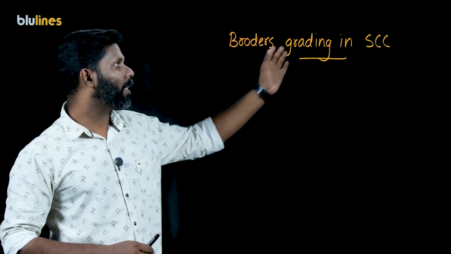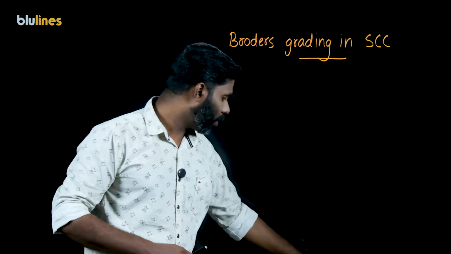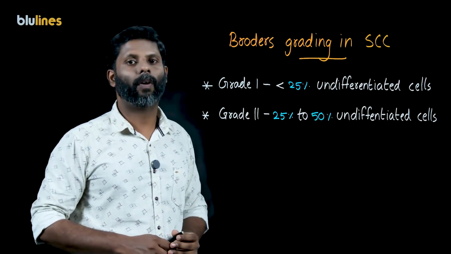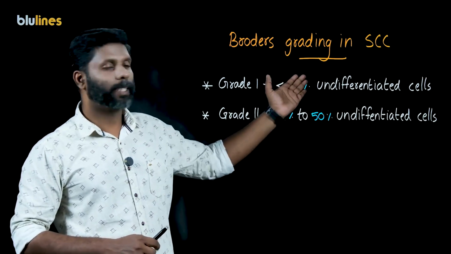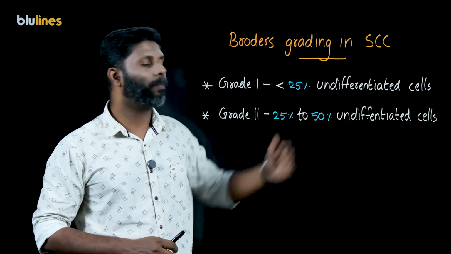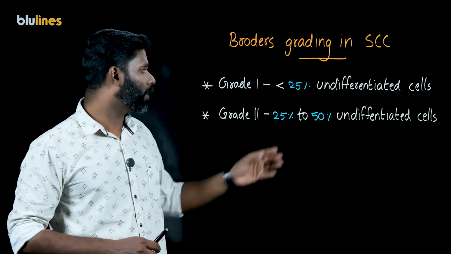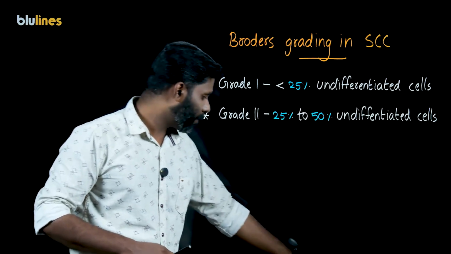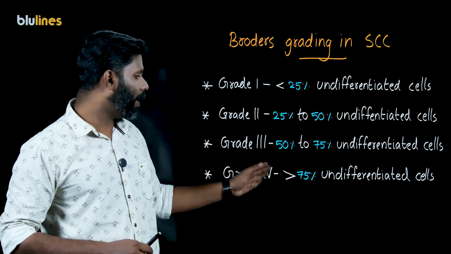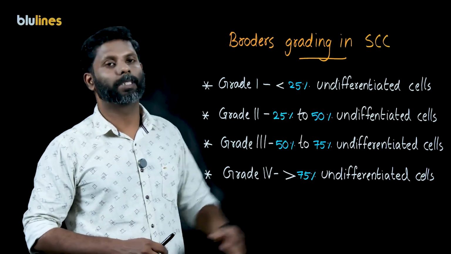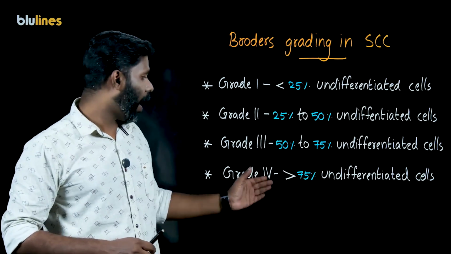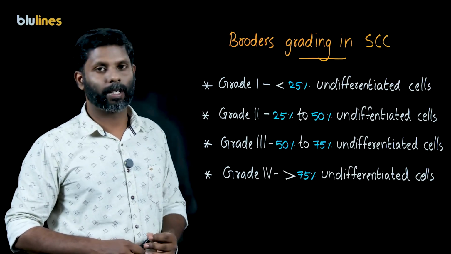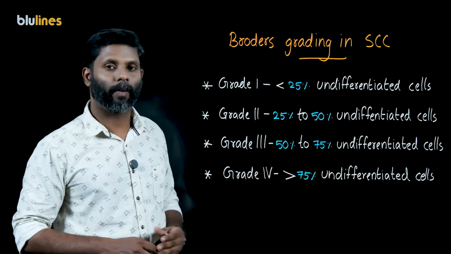And broadly, we grade squamous cell carcinoma into 4. Grade 1 is less than 25% undifferentiated cells. That is, the cells can perform their function. Grade 2, that is 25 to 50% undifferentiated cells. And grade 3, that is 50 to 75% undifferentiated. And finally grade 4, that is more than 75% undifferentiated cells. So cells cannot be identified easily.